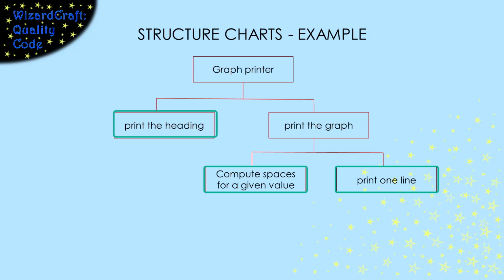So you can see that the name of the process top-down design comes from the idea that we start at the top with the whole program, and then we work down, giving details of what we'll have to build. When a box has a layer below it, like print the graph, we're essentially saying that when we build the code for printing the graph, the code will use the boxes below it.